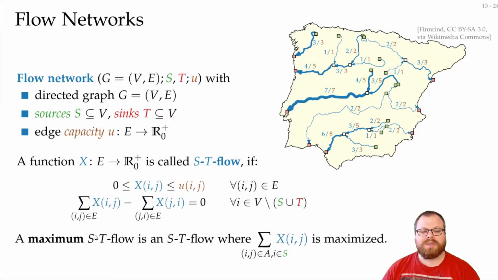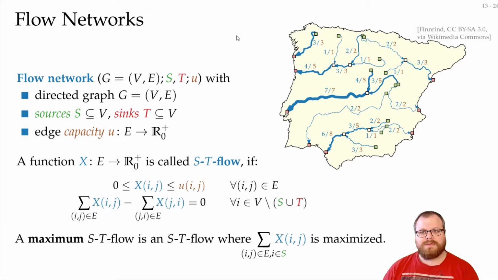And a maximum ST flow for us is an ST flow where the sum of all these flows at the sources is maximized. So we take all the edges that leave the sources and we sum up what is the flow here, and that gives us the total flow of the network. Alternatively, you could also look at the flow that you get at the sinks, but if everything works out here, that should be exactly the same number.